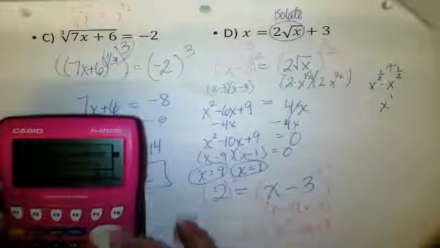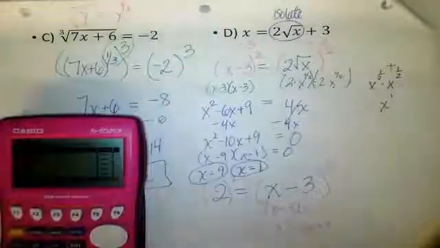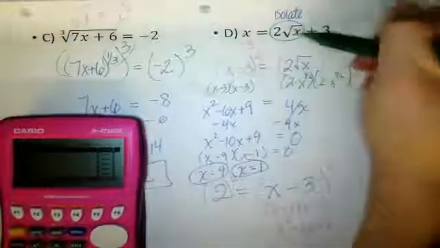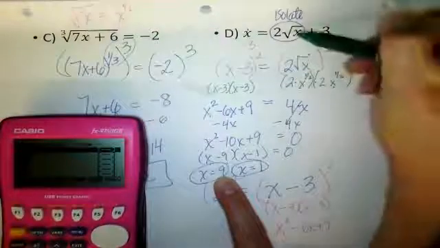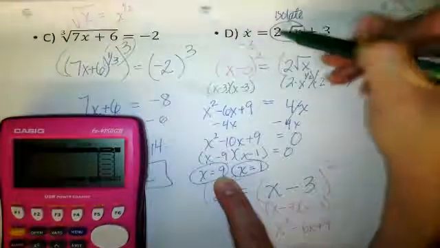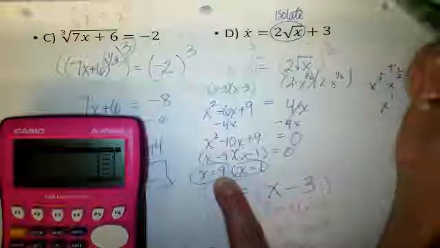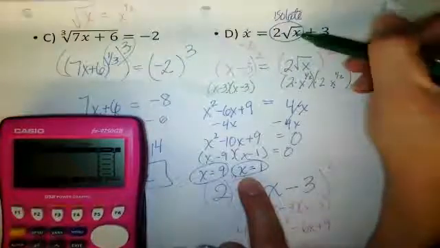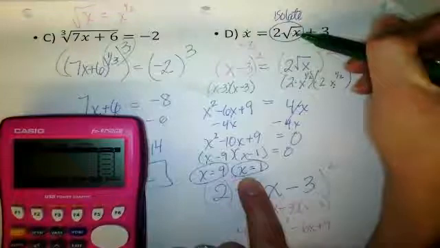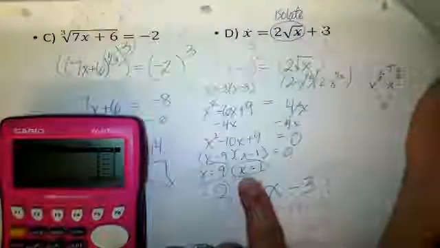All right. Again, I am going to check this in my calculator. You could just plug the numbers back in. So you could plug in the 9. 2 times the square root of 9, 2 times 3 plus 3 is 9. So that does work. And if you did 1, 2 times the square root of 1 is just 2. Plus 3 is 5. Does 5 equal 1? No.